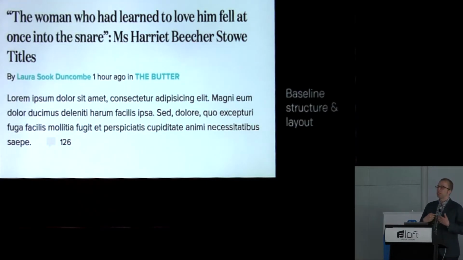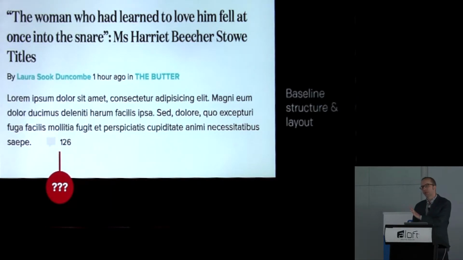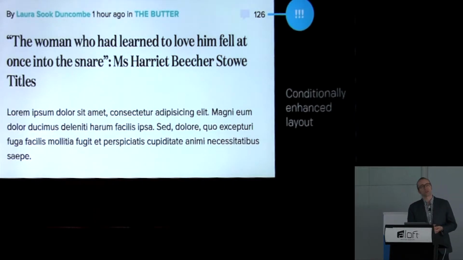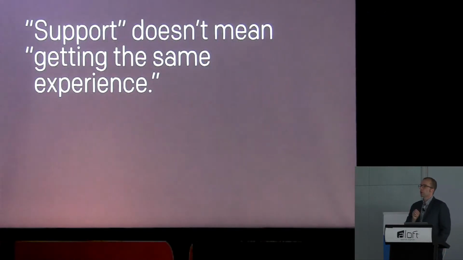But then we can maybe take elements that aren't necessarily in their ideal refined position, but use this baseline structure and layout to conditionally enhance up from there to the browsers and devices that meet our criteria for a more modern experience. In other words, what this means for me in every responsive design that I've worked on in the last few years is that supporting a device or supporting a browser doesn't mean that every single device or browser gets the same exact experience.